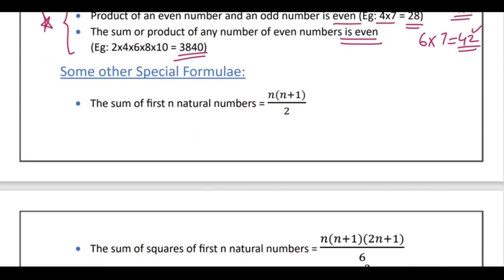Now, some special formulas I can tell you. The sum of the first n natural numbers can be found out using the formula n into n plus 1 by 2.